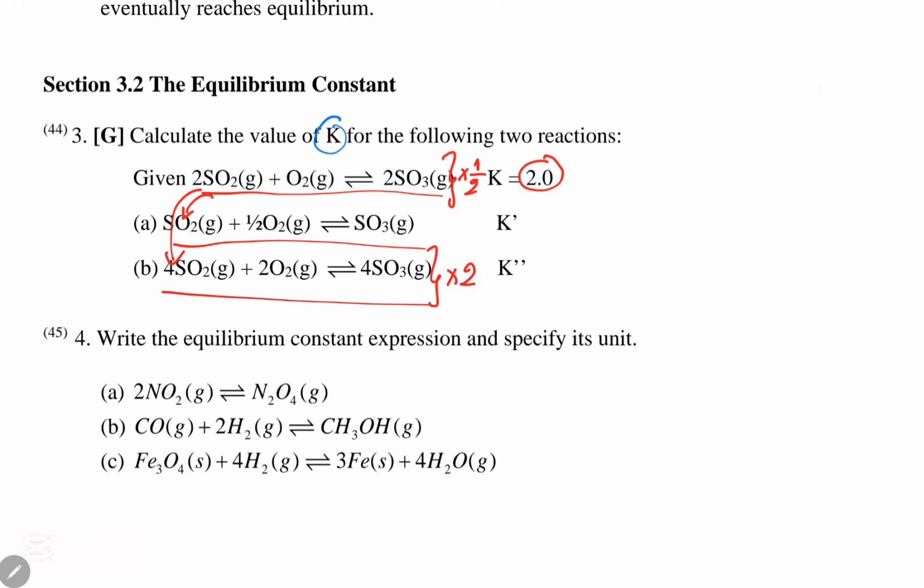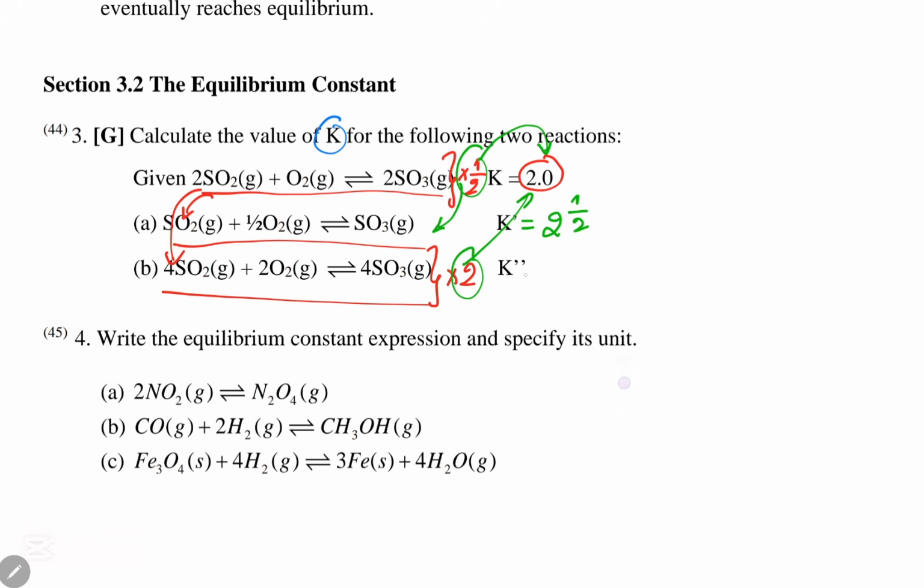But now, this is something very important. Whatever I multiply my equation by, I will put it as an exponent to my original expression in K, of course, if they are the same equation, just the difference is the coefficient. Okay, so here my K prime, it would be equal to 2 to the power of half. Why? Because I multiplied it by half.